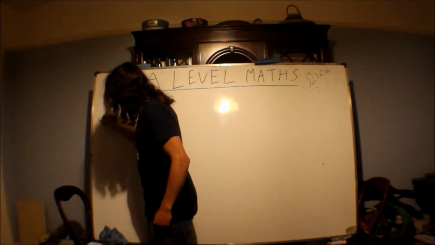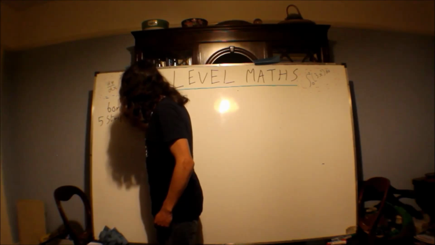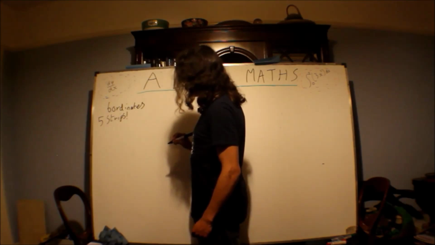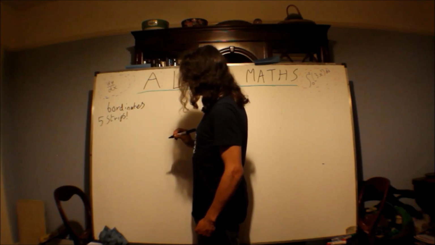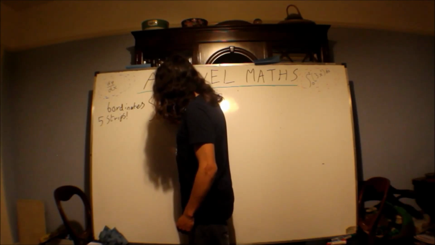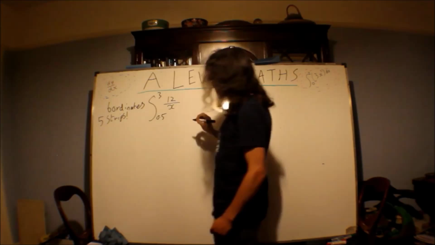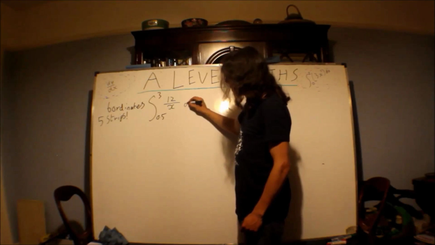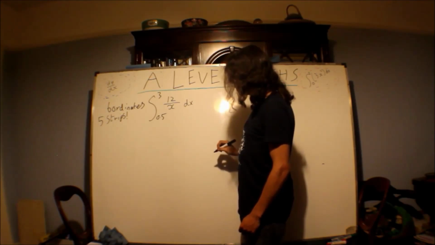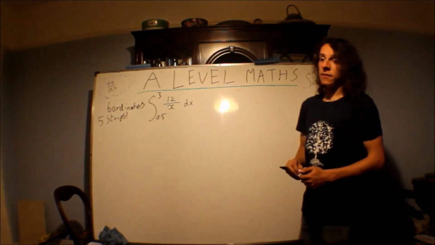Six ordinates, an approximation to five strips, adding extra detail, we need that. Integration sign, 3 at the top, 0.5 at the bottom, and it's 12 over x. And then it says, stating with a reason whether your result is an overestimate or an underestimate. But we'll do that when we come to it.